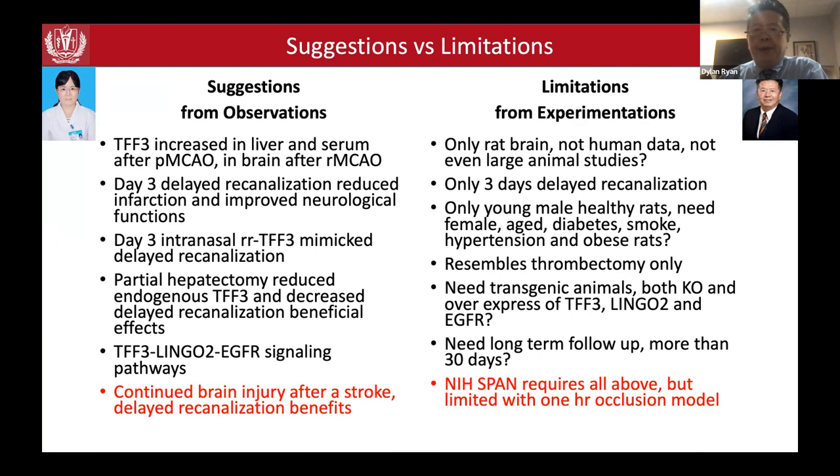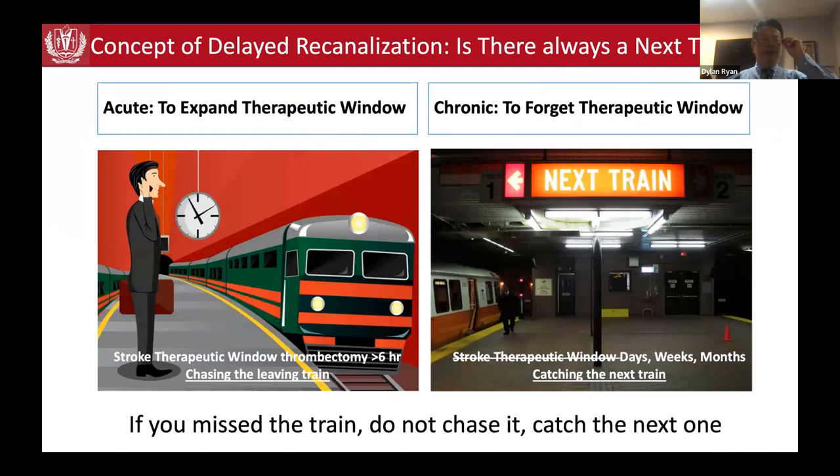And here is the real hypothesis. For acute stroke, we are trying to expand the therapeutic window beyond 6 hours, maybe 16, maybe 24. But for chronic stroke, the hypothesis is let's forget about the therapeutic window. There's no such thing as a therapeutic window. That's just for the public, not for scientists. You can reopen the vessel anytime: days, weeks, months, years. You make a difference.